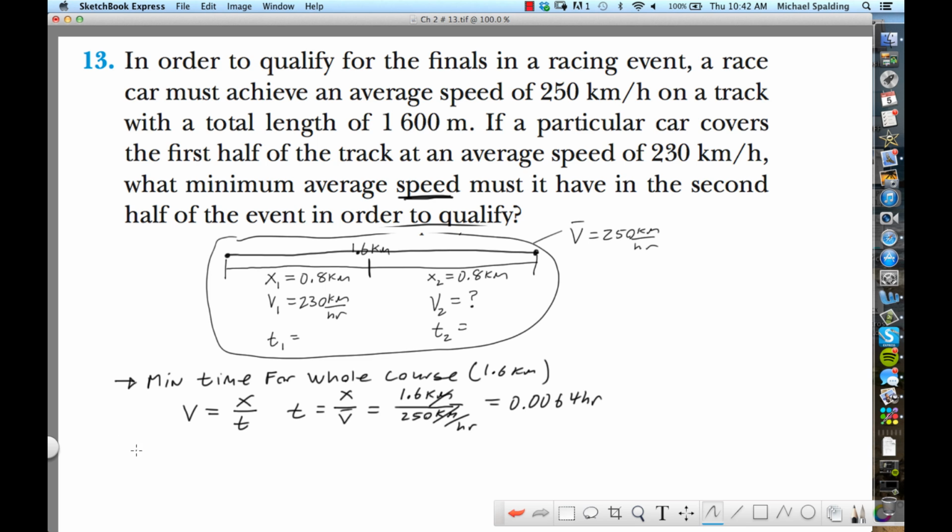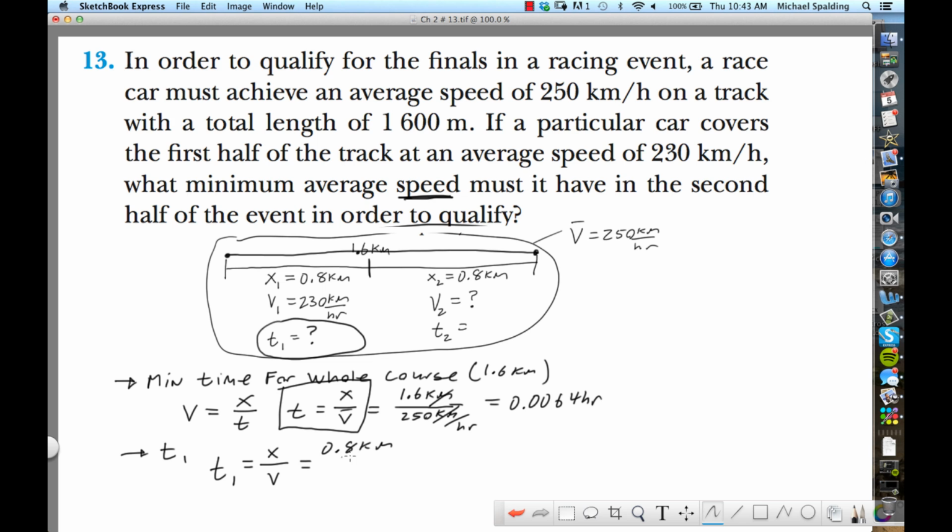All right, next thing that I want to calculate is the time for the first lap, which I labeled right here as T1. Can we solve for the time for the first lap? Yeah, doing the exact same thing. We're going to use this exact same equation right here. All right, so T1, the time for the first half lap, is going to be x over v. What was the distance for the first lap? I'm sorry, the first half lap.